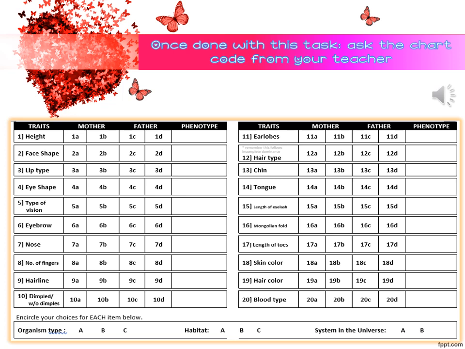Once you are done, you have to submit or turn in your answer so that your teacher will give you the code for the traits. Now let's assume that the code for the trait is given already by your teacher. So all you have to do is interpret the code. Let's say, for example, I colored 1A on the mother's side, and 1D for the father's side.